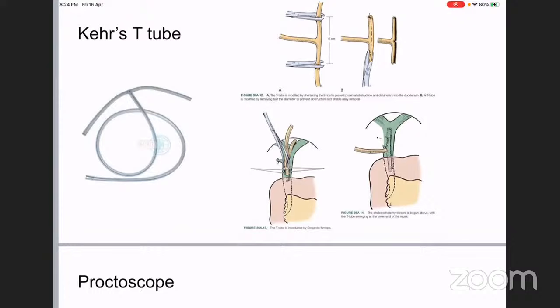So the horizontal limb goes into the proximal and distal aspects of the common bile duct, and through a small choledochotomy, the vertical limb will exit, and the vertical limb is brought out through the abdominal wall, and it is connected to a drain. Okay, so generally after a choledochotomy, the Kehr's T-tube is placed in situ for about 14 days and then removed. Okay, it can be used to perform a T-tube cholangiogram, which is one other thing that can be asked during your exams.